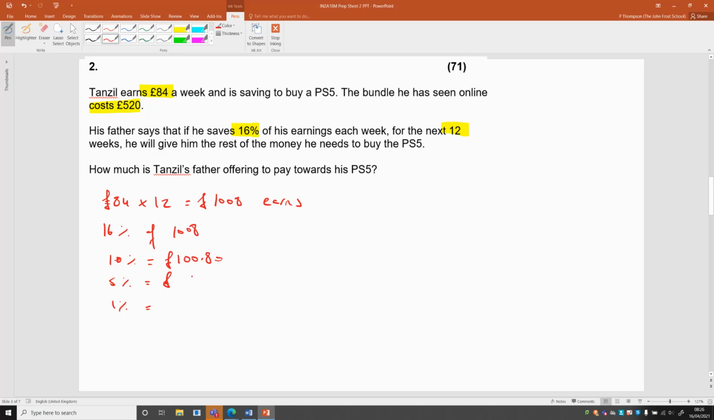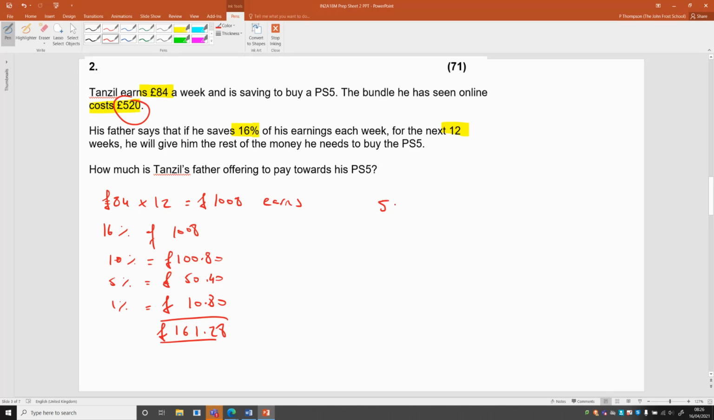5% is half of 10%. That'll be £50.40. And then 1%, either divide the 10% by 10 or divide the whole thing by 100. You're going to get £10.80. And if you add those up in the column method, I'm not going to show all the borrowing because we know how to do it, you get £161.28. That's how much he pays towards the PS5, but it costs 520.